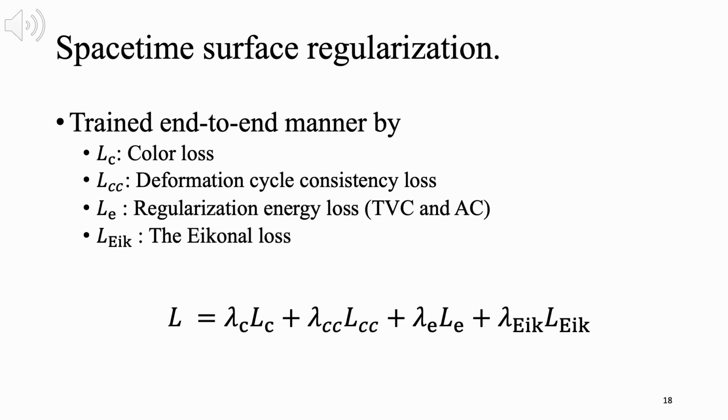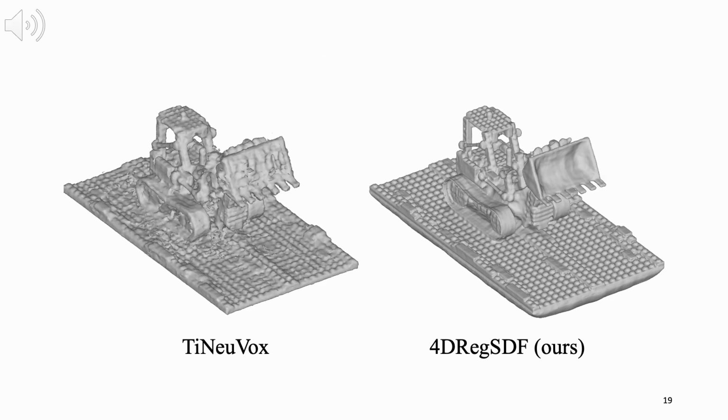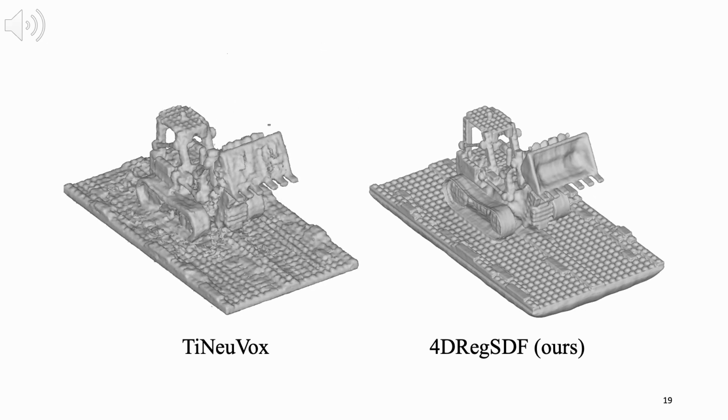Finally, we apply the spacetime regularizations to these samples and minimize the total loss. The total loss consists of the conventional rendering color loss, cycle consistency of the deformation field, the eikonal loss, and the regularization energy that consists of the total variation of curvature and absolute curvature. Using the regularizations and 4D SDF representation, our method shows high-fidelity reconstruction on the dynamic synthetic NeRF dataset.